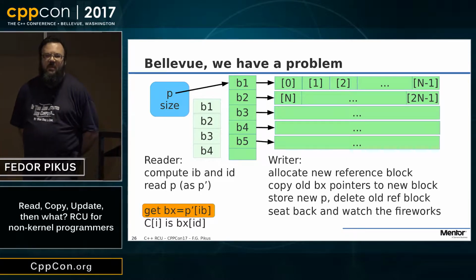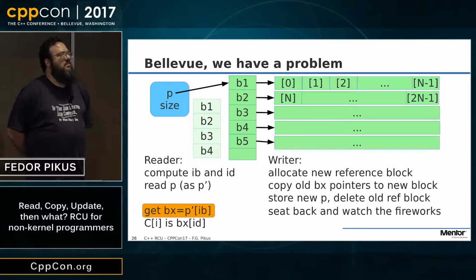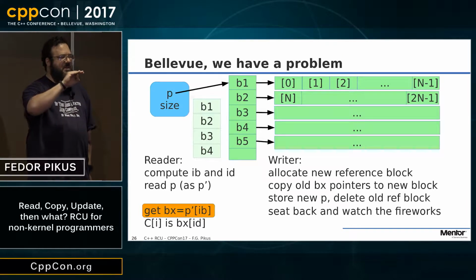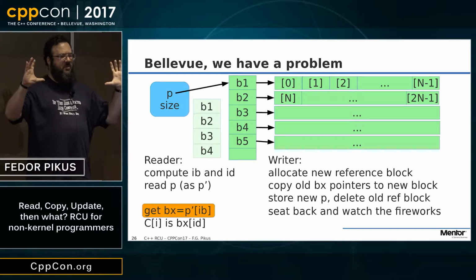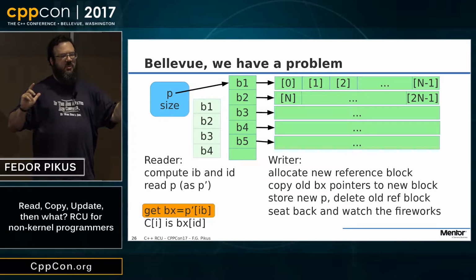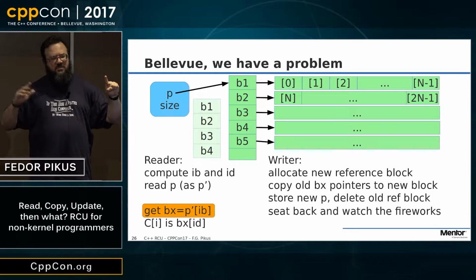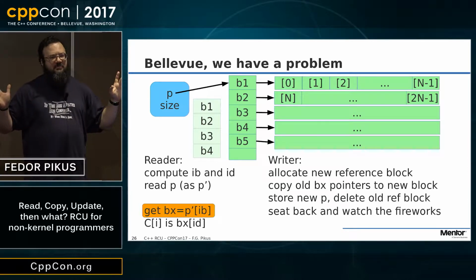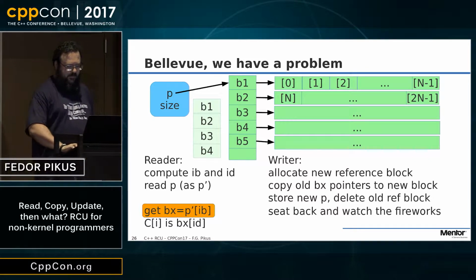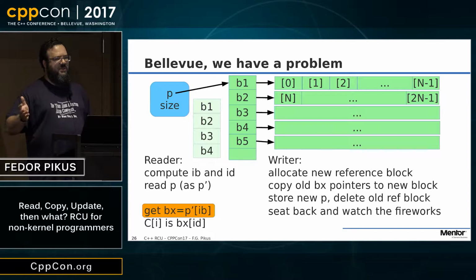Now we have a problem, because the reader may be in flight, in the process of evaluating the square bracket operator, and it may be holding a pointer to the old reference block just as I delete it. Of course, the resize happens only once an hour, so probably won't happen to you. Most likely, probably. At least not until you go present it to the customer.